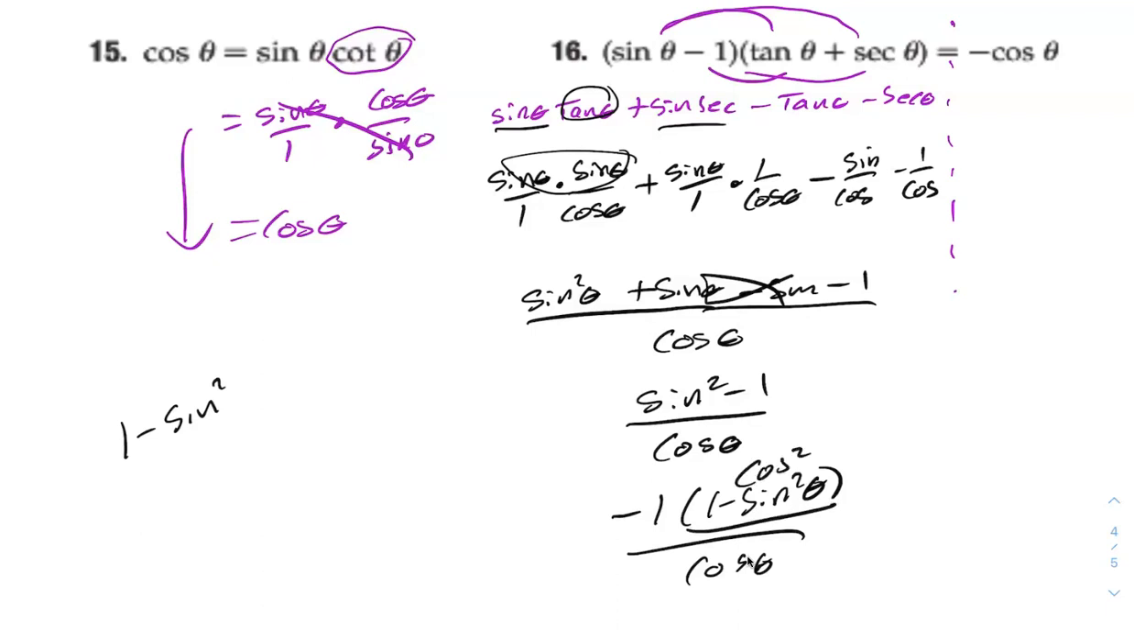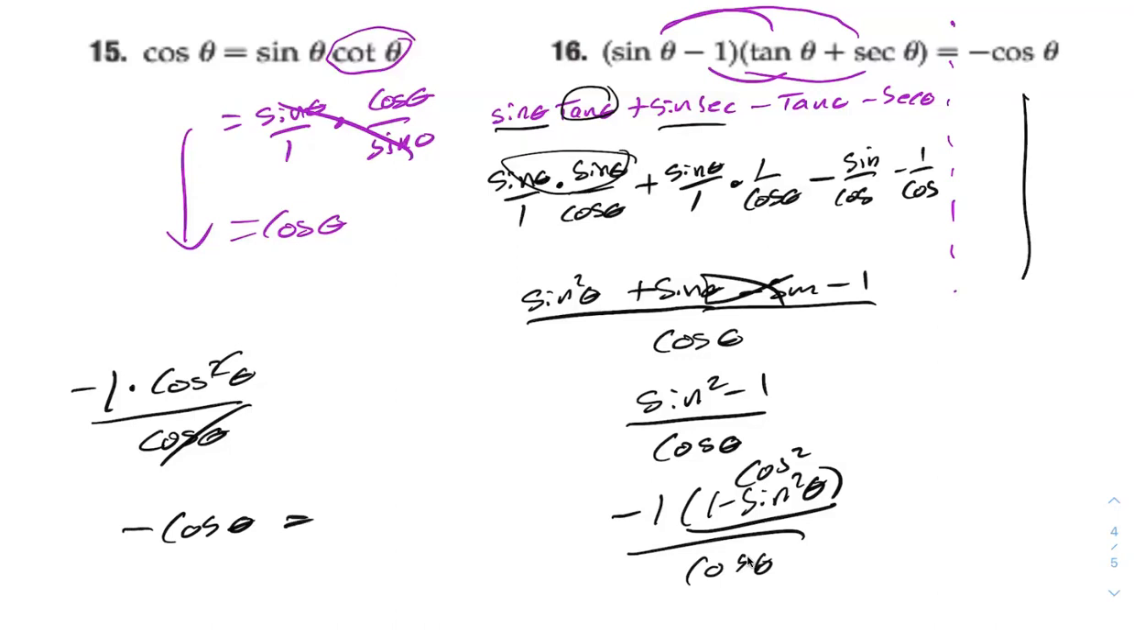So just so you can see, I'm going to write right here. So we have negative 1 times cosine squared over cosine. These reduce, and you just get negative cosine, which matches the right side. Right, so I mean, I took up too much space, but that was the general idea.